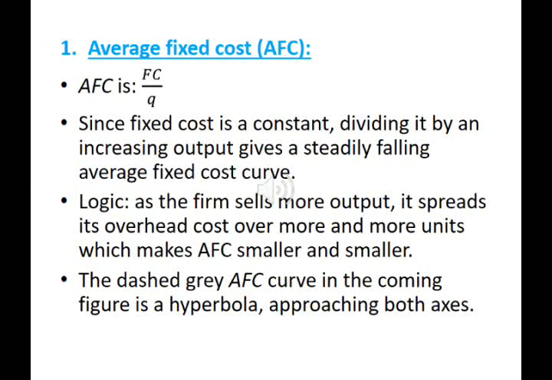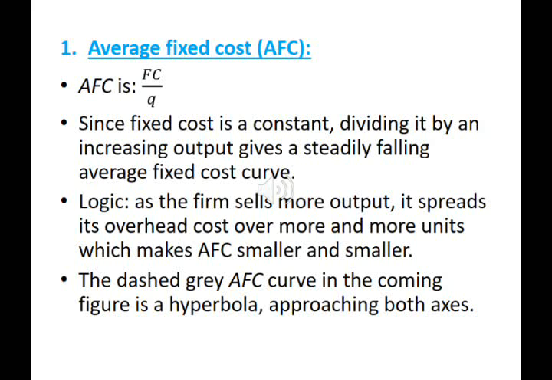As we agreed, the average cost can be broken down into an average fixed cost and an average variable cost. So let's look at each of these types of costs in detail. We'll start with the average fixed cost. The average fixed cost is by definition equal to total fixed cost divided by Q. But since fixed cost is a constant figure, it's always 55 according to our example, dividing this fixed number by an increasing level of Q gives a steadily falling average fixed cost curve.